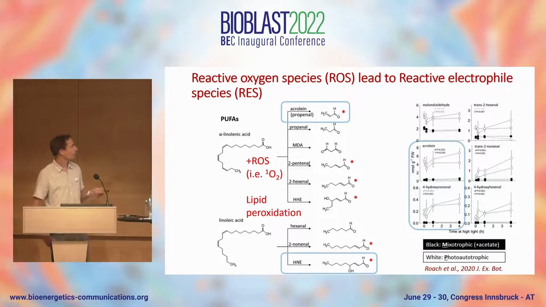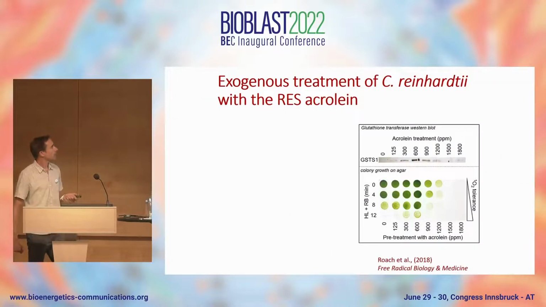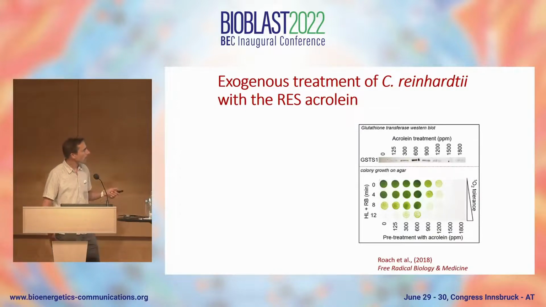So now for the rest of my presentation, I'm going to focus on these two particular electrophile species, that's acrolein and hydroxynonenal, which are two species which are increasing in response to light stress. So what we did is we did an exogenous treatment of the cells, first here with acrolein, and what we could see is that acrolein treatment was inducing the production of this glutathione transferase. This is an enzyme which is protecting the cells from electrophile species. And what we could do is we could actually induce the tolerance of cells to singlet oxygen by giving them some pre-treatments with this acrolein. Therefore, we could increase the tolerance through a minor stress of this acrolein.